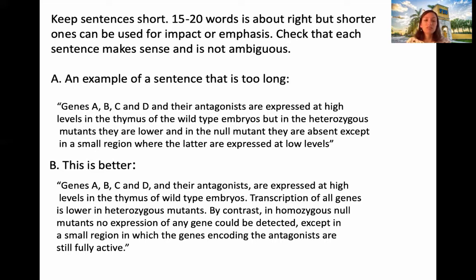So genes A, B, C, and D and their antagonists are expressed at high levels in the thymus of wild-type embryos. Okay, so we're talking about where the genes are expressed. Now we say transcription of all genes is lower in heterozygous mutants. Okay, so this is something that you observe. By contrast, in homozygous null mutants, no expression of any gene could be detected except in a small region in which the genes encoding the antagonist are still fully active. Okay, so that broke it up into more digestible bites.